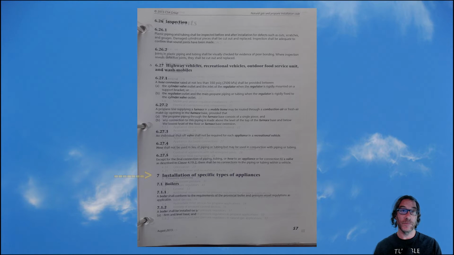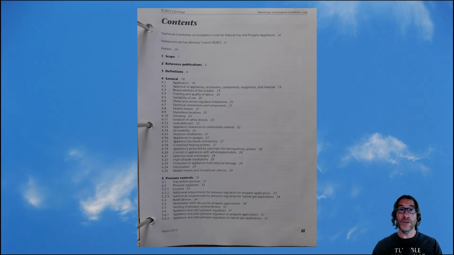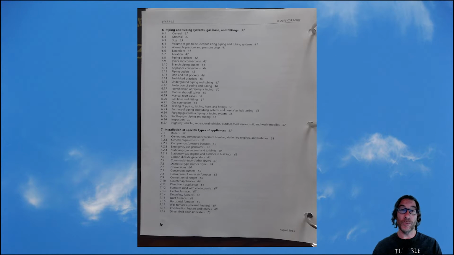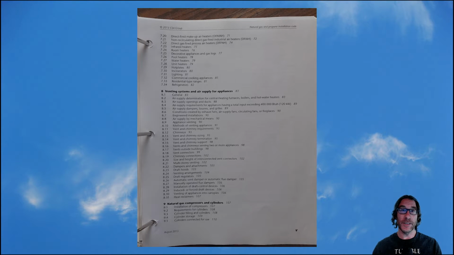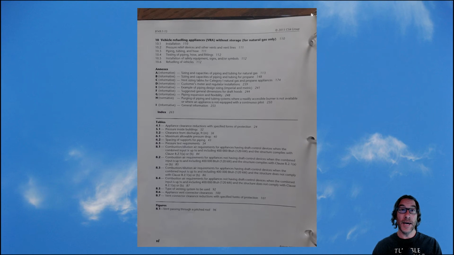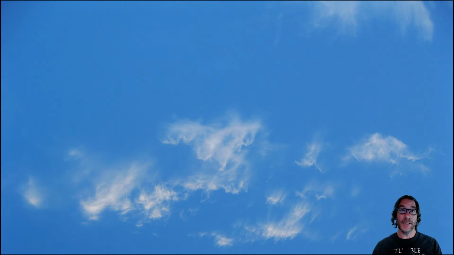The other part we should point out is right at the very beginning of the code, starting at page Roman numeral 3 through page Roman numeral 6. That's the table of contents, where you will find the parts and the sections and their descriptions. This can be very, very helpful while trying to find code clauses. There's also an index at the very back. I don't have a picture of that, but it's in the back of the book.